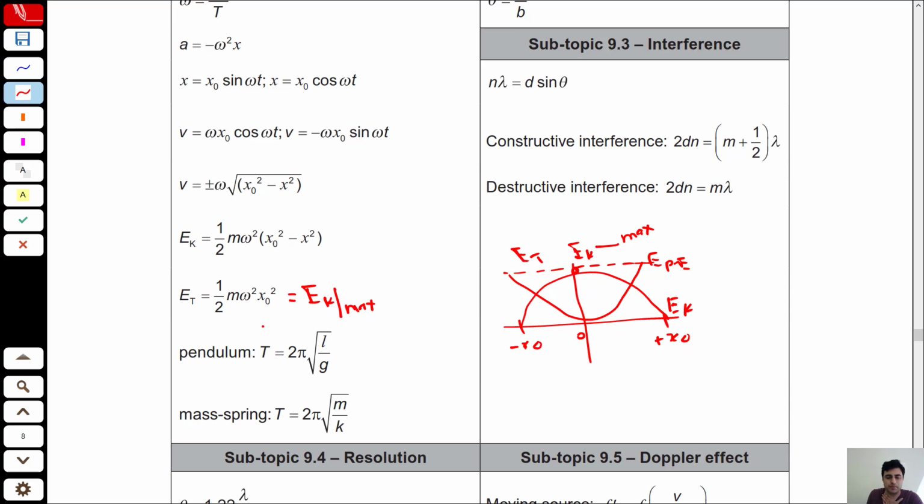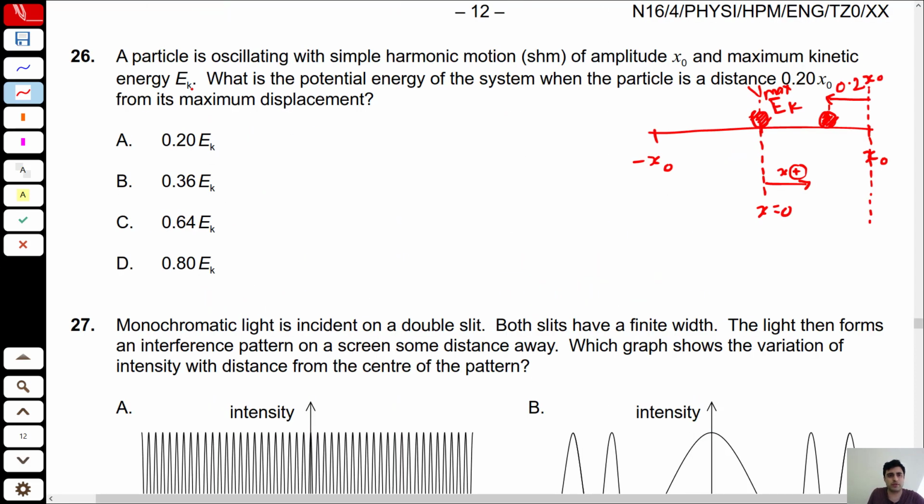Okay? So we can go back and say that our maximum kinetic energy is actually given by this formula. So we can say EK equals half m omega square x naught square. This is from the data book that we just derived. So that is what we have at this position.